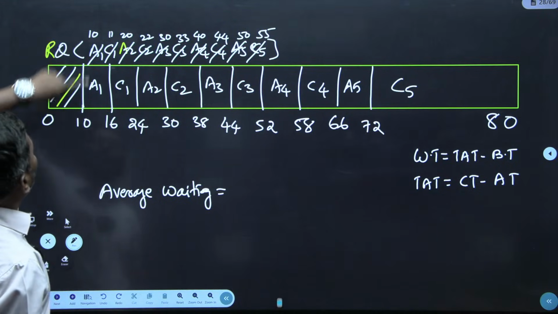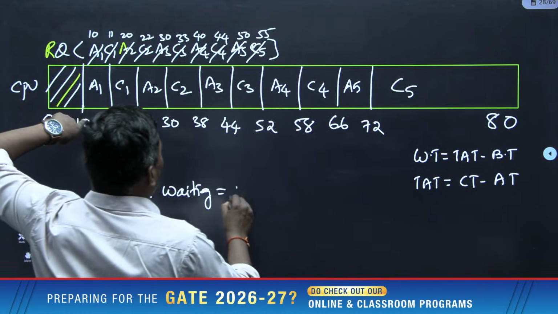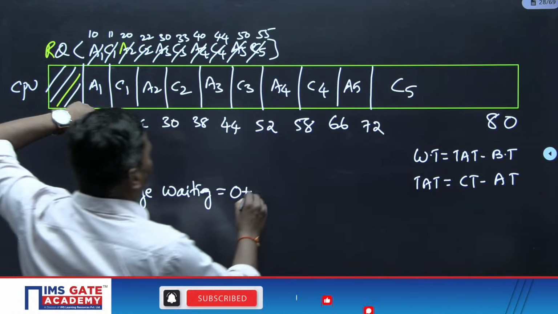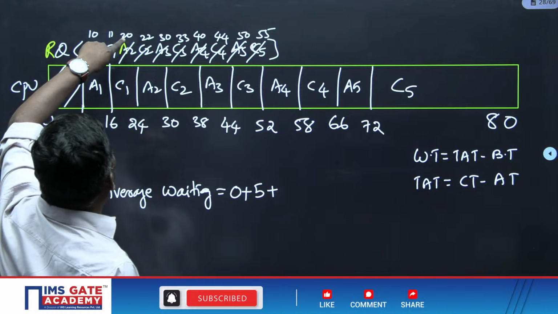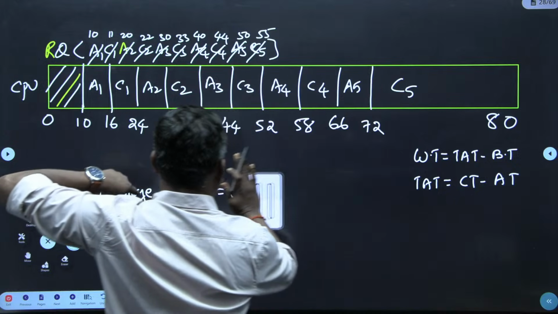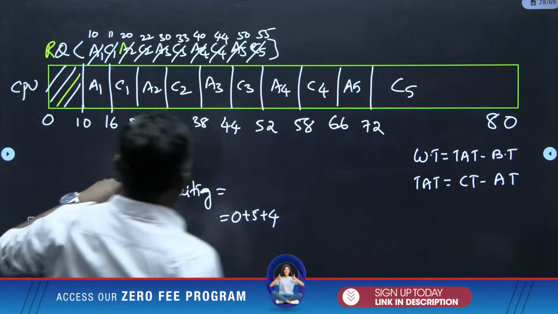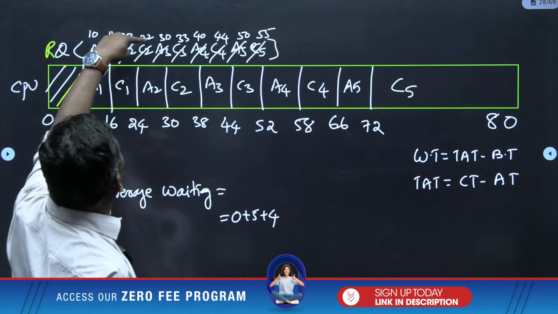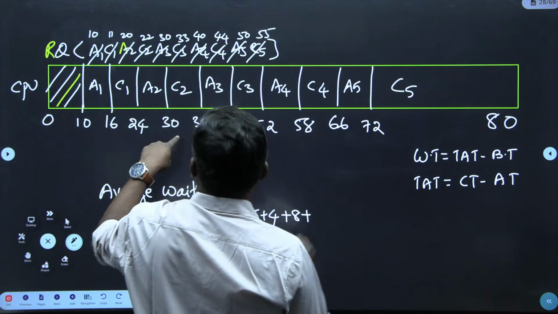A1 came at 1, and we scheduled it at 10. So it came at 1, scheduled at 10. C1 came at 11, and we scheduled C1 at 16. Waiting time is 5. Talking about A2: A2 came at 20, we scheduled it at 24. 4 is the waiting time. I'll write here: 0 plus 5 plus 4. That is A1, C1, A2. C2 I'll talk about: C2 came at 22, we scheduled C2 at 30. So 8 is the waiting time.